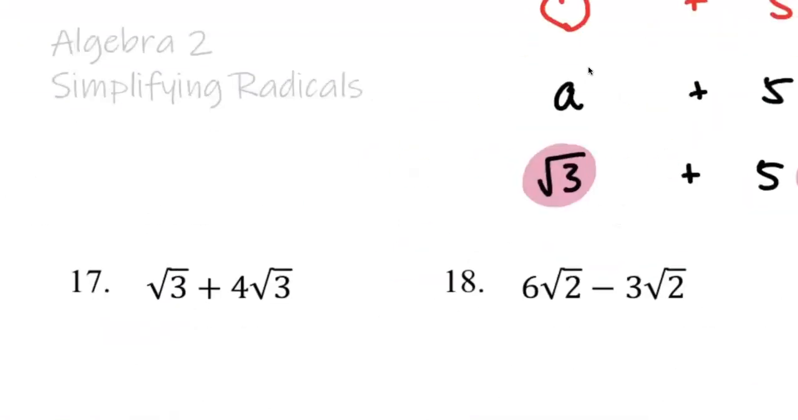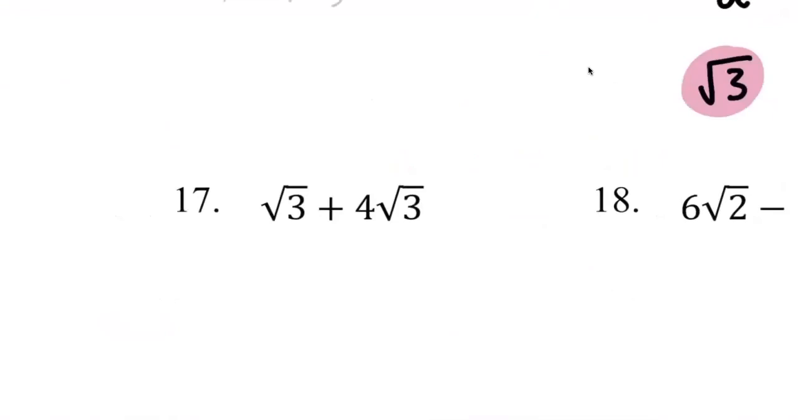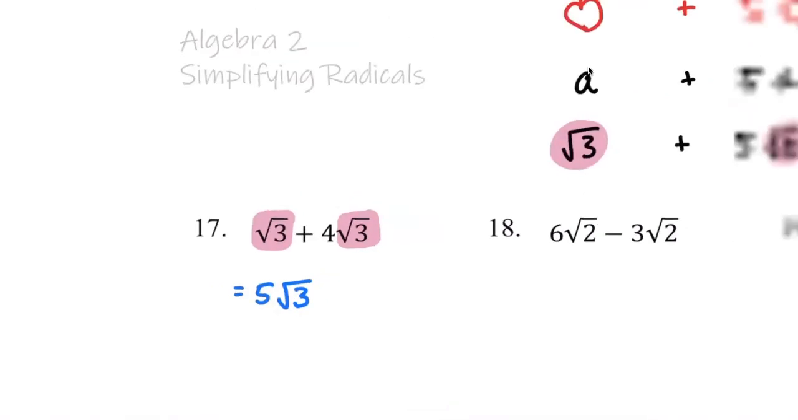So if you look at number 17, we're like, what about number 17? You have 1 square root 3 plus 4 square root 3. Well, guess what? You've got how many square root 3's? You've got a total of 5 square root 3. Okay, 5 square root 3's. That's it. So the challenge is, are you able to observe these two as like terms? And since they are like terms, you are able to combine them together. That's it.